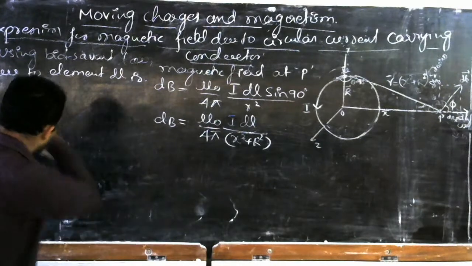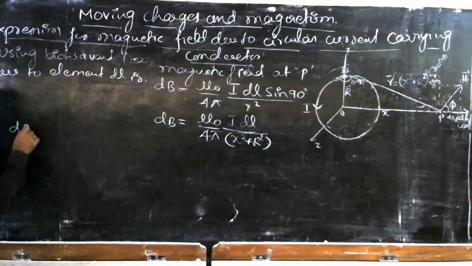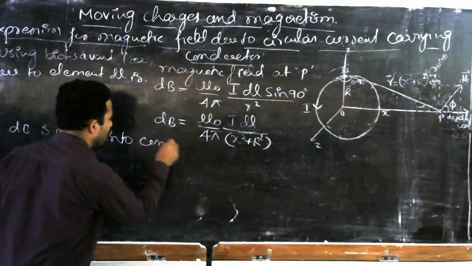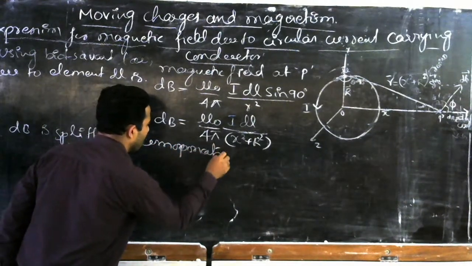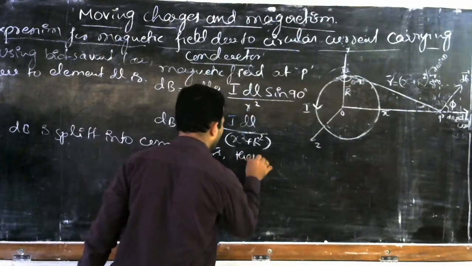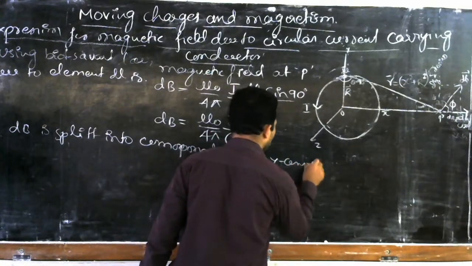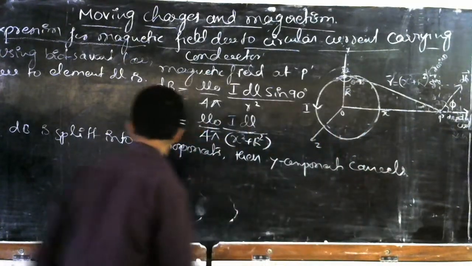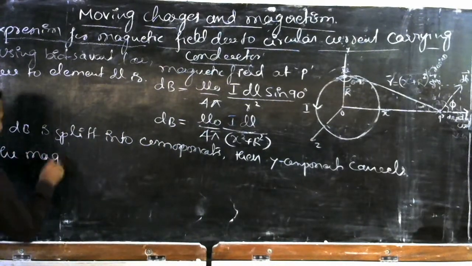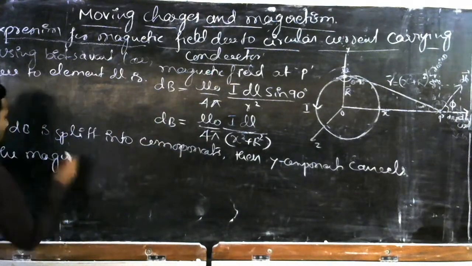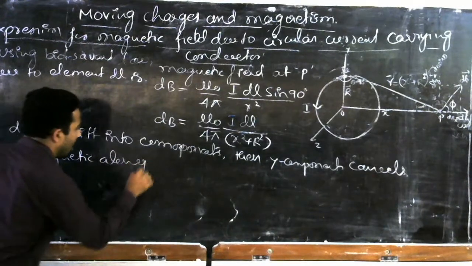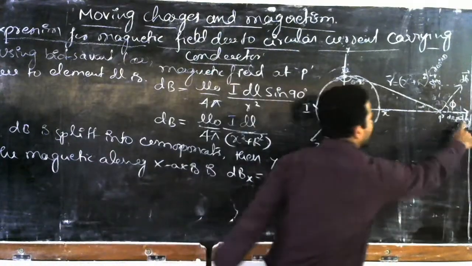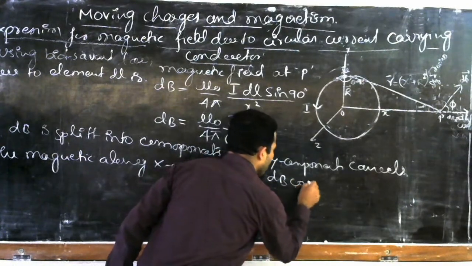Now we can write dB is equal to mu naught by 4 pi, I dl divided by x squared plus r squared. If dB is split into components, then the y component cancels, and the magnetic field remains only along the x axis. Then the magnetic field along the x axis is dBx, which is equal to dB cos phi.